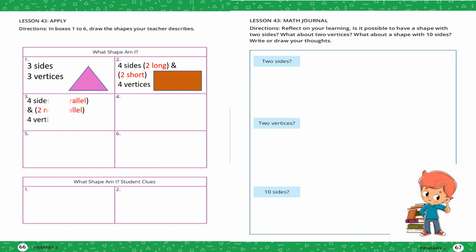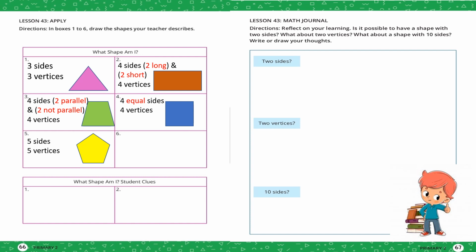In number 3, we will draw a trapezoid or trapezium. 4 sides, 2 parallel and 2 not parallel, and 4 vertices. In number 4, we will draw a square with 4 equal sides and 4 vertices. In number 5, we will draw a pentagon. Pentagon, 5 sides and 5 vertices. In number 6, we will draw a hexagon, 6 sides and 6 vertices.